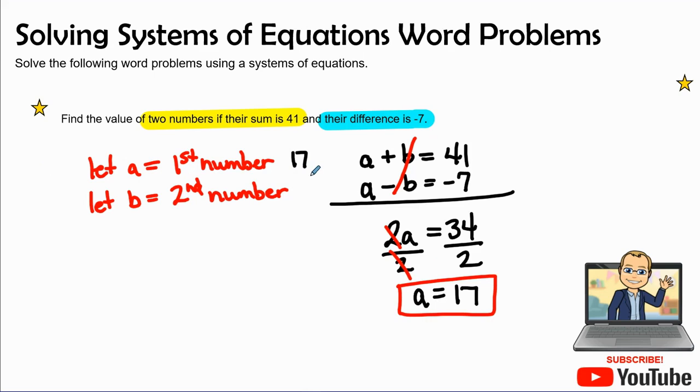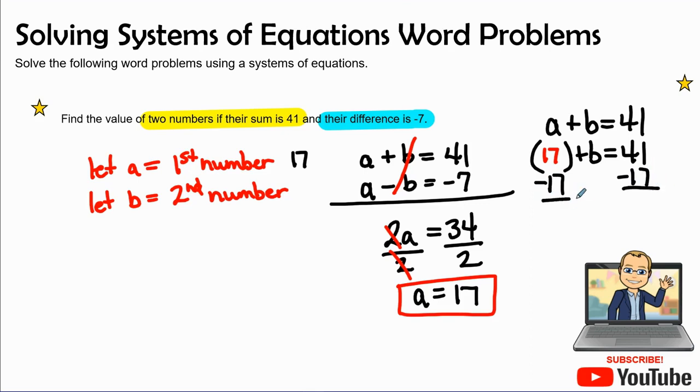Let's find our second number. Let's plug it in. We have A plus B is equal to 41. Wherever I see a letter A, I'm going to open up parentheses and write the remaining equation down. So I'm going to plug in 17. Now this is a positive 17, so I'm going to add a negative 17 to both sides, bringing my B down because this zeros out, and 41 minus 17 is 24. So we know that our second number is 24.